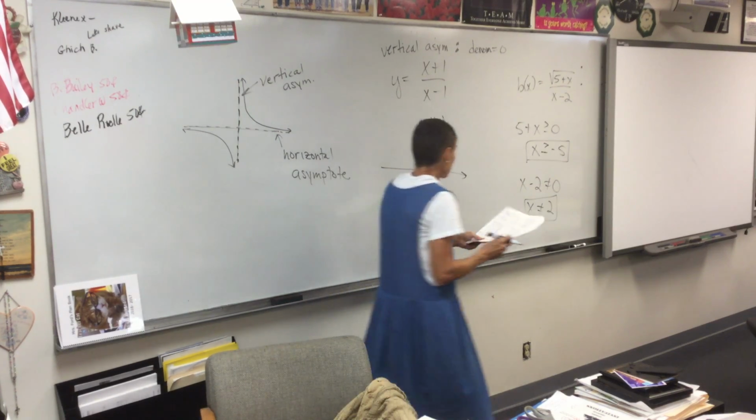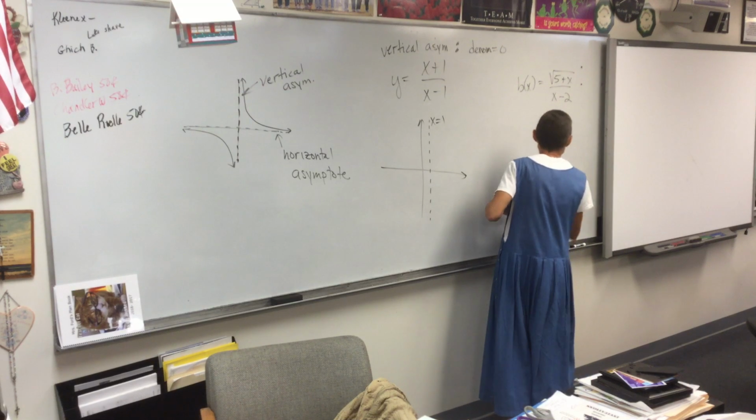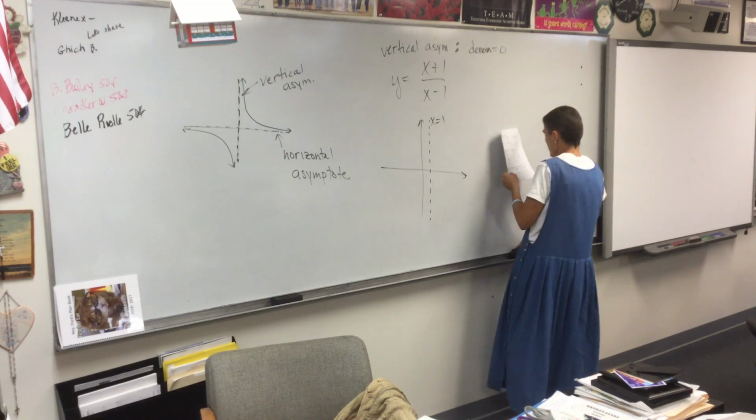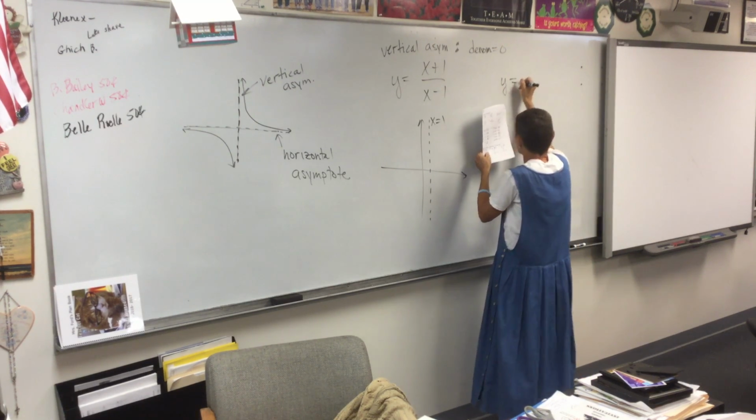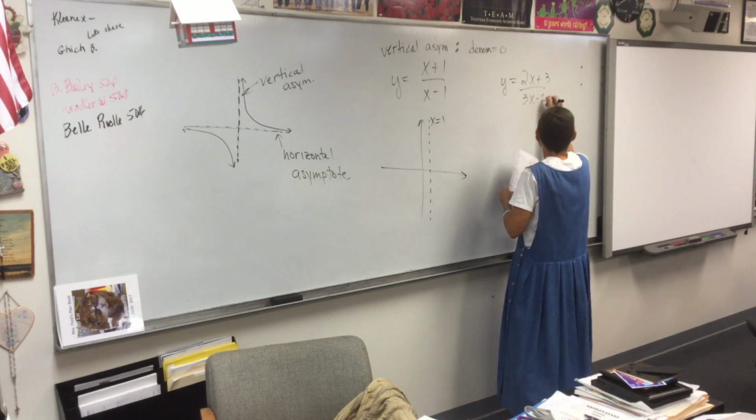All right, what about the next one? Remember, vertical asymptotes only involve the denominator. I need to know where to put my vertical asymptote.